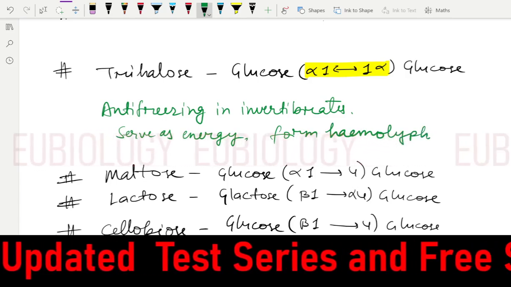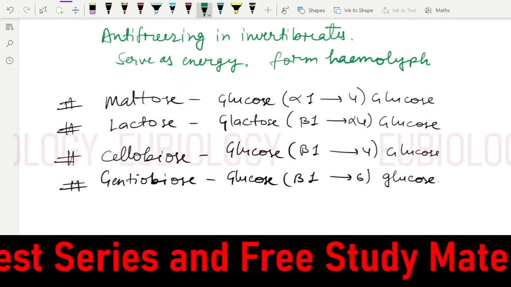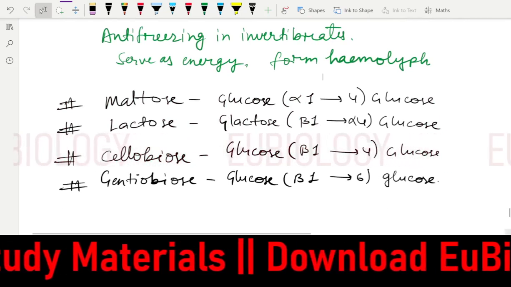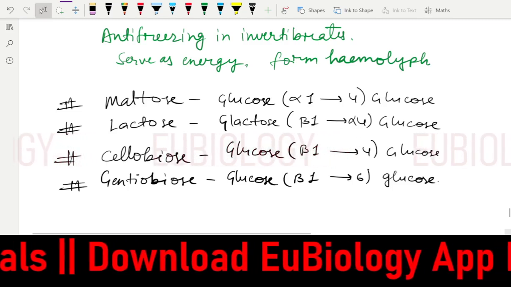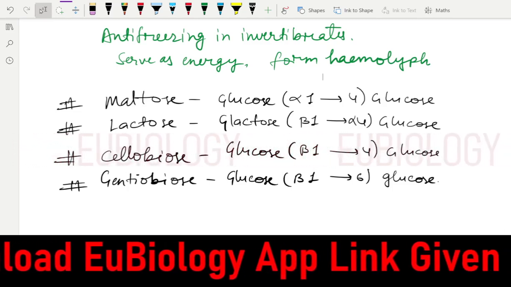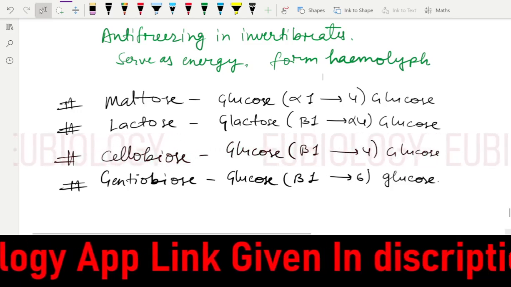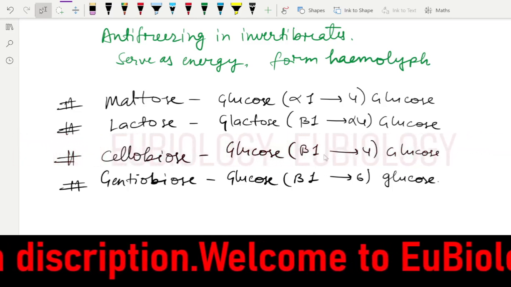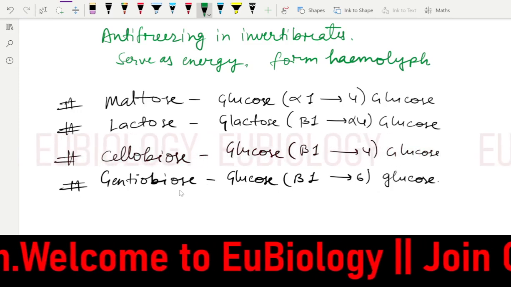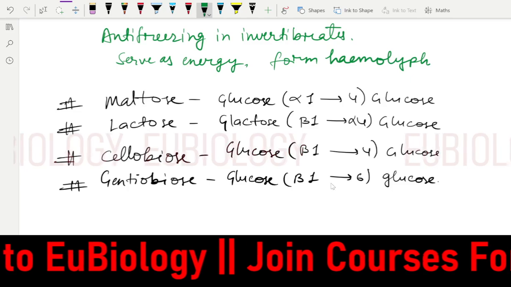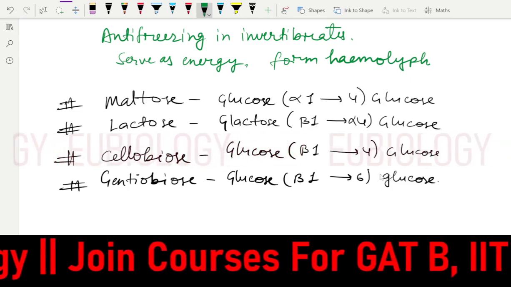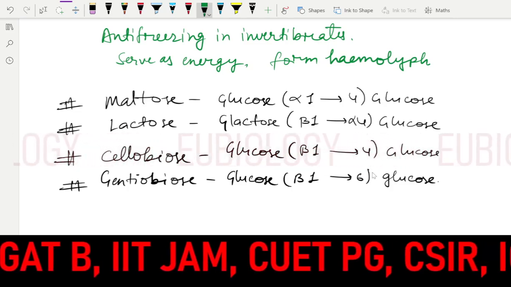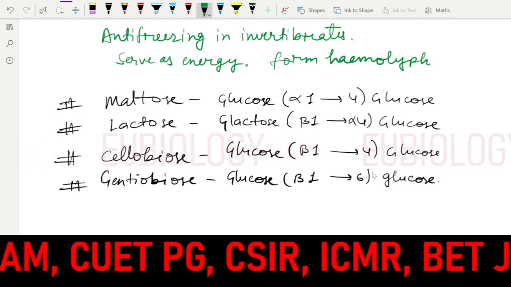Hemolymph. So maltose has the unit glucose and glucose with an alpha 1-4 glycosidic bond. Lactose has galactose and glucose with a beta 1-4 glycosidic bond. Cellobiose has glucose and glucose with a beta 1-4 glycosidic bond. Gentiobiose has glucose and glucose with a beta 1-6 glycosidic bond. So this is all about the basics of carbohydrate structure. In the next video, we'll read the polysaccharides.